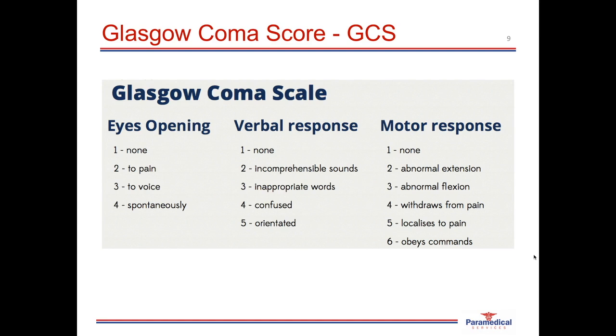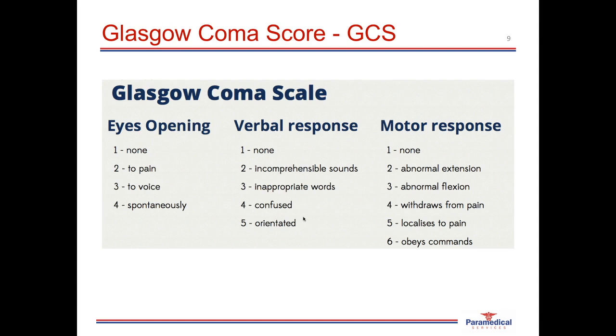When conducting a GCS, we assess and score the patient according to their eye response, verbal response, or motor response. Starting with eye opening, if the patient's eyes open spontaneously, they get a score out of 4. If the patient's eyes only open to a verbal stimulus, they get a score of 3. And if the patient's eyes only open with a painful stimulus, they get a score of 2. And if there's no eye opening at all to any response, they get 1.